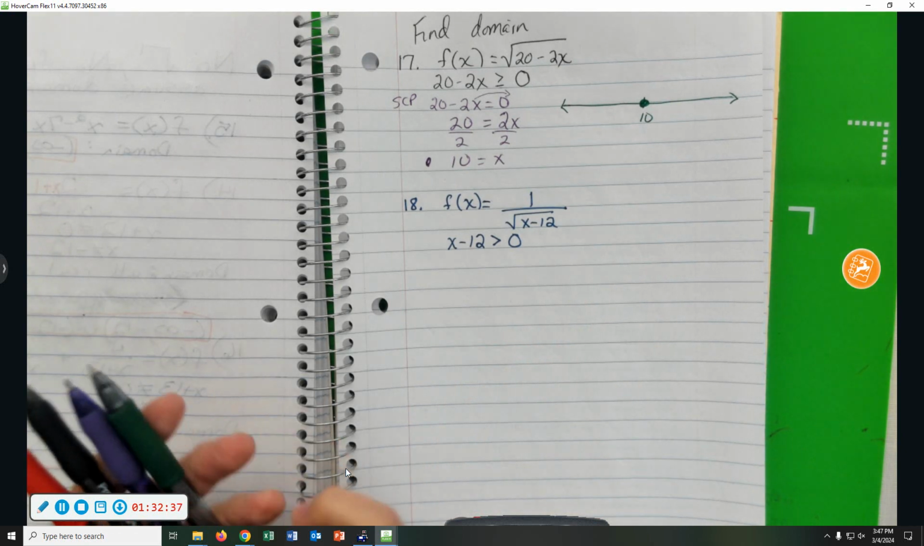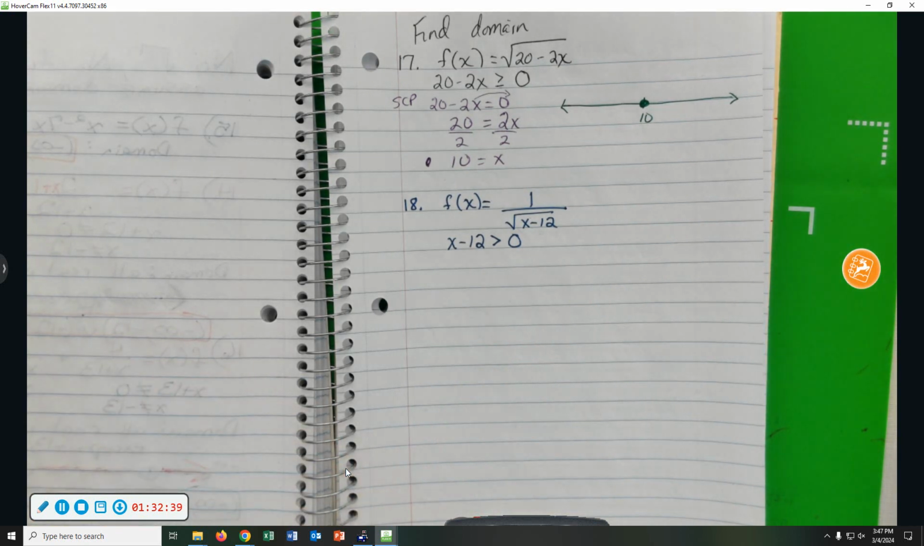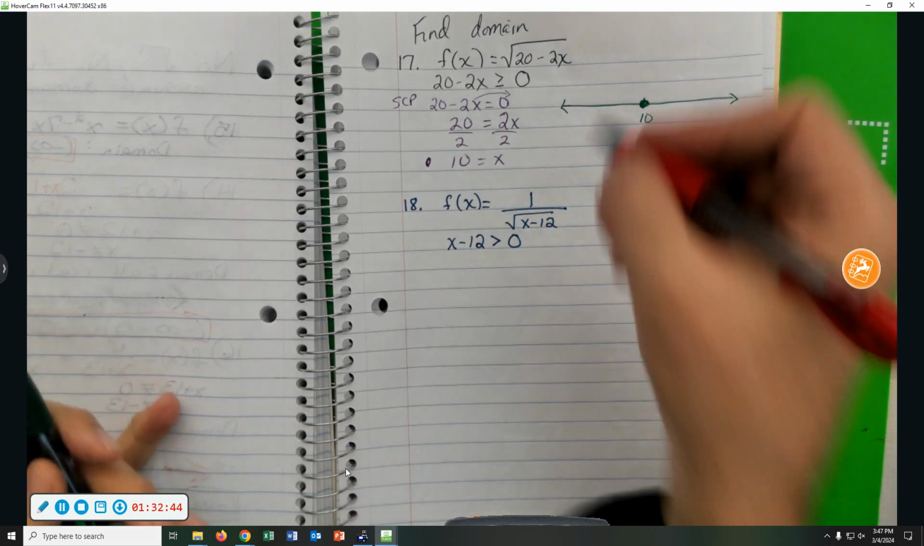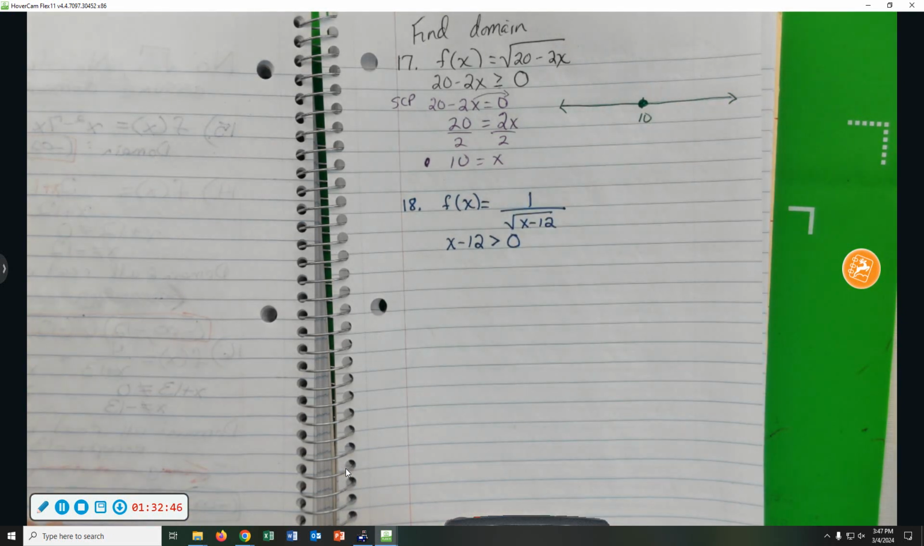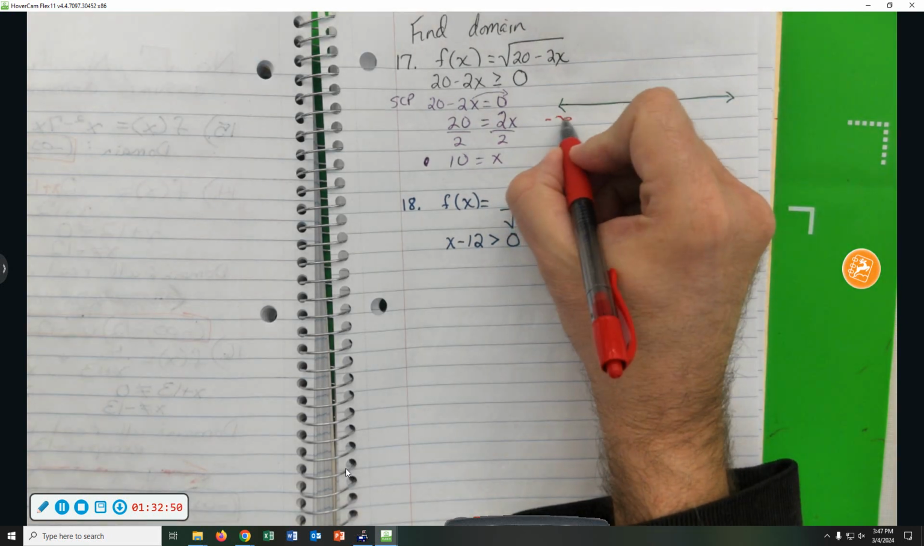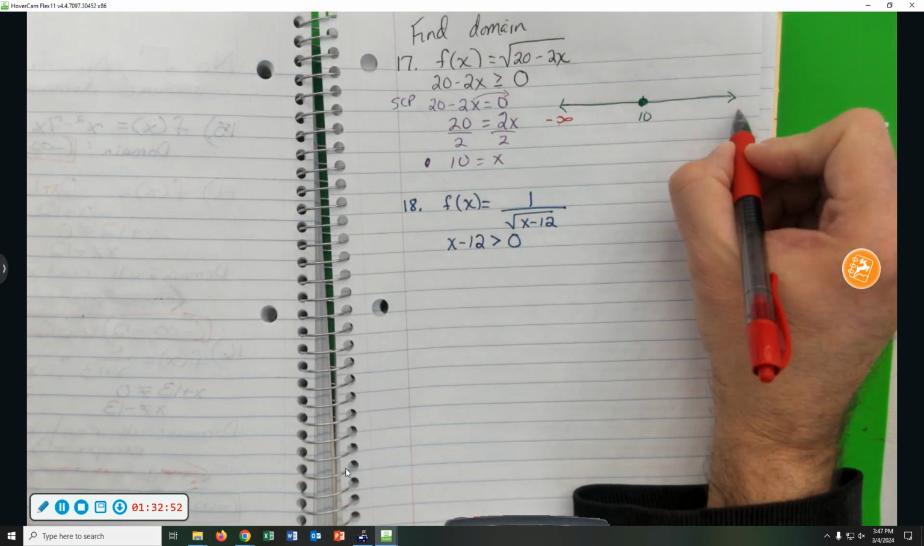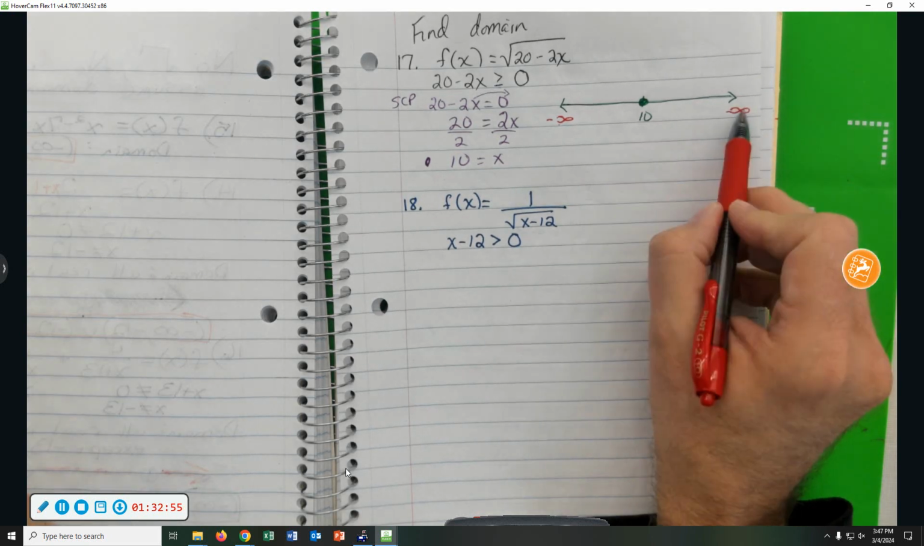And test one side. It doesn't matter which side, or what number you use. What number do you think I'm going to use? 0. Which side has 0, the left or right? The left. Okay. 0 is between a negative and a positive. 0 is never between two positives.